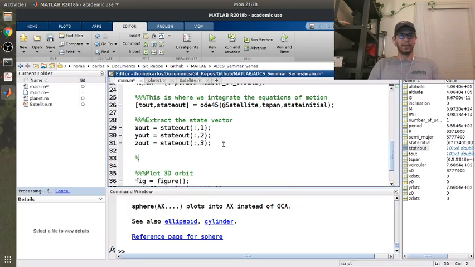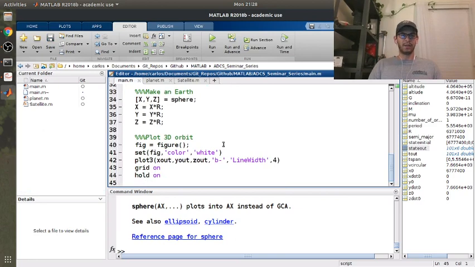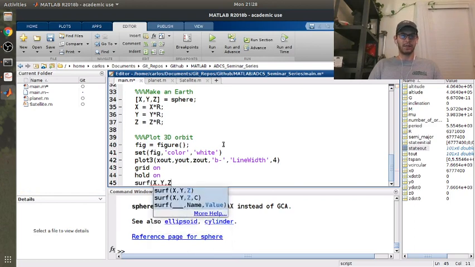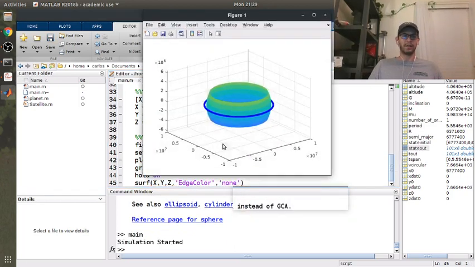So let's make an Earth. Let's do x, y, z is sphere, and just do the default. Then we need to scale it up, so x is x times r, the radius, and y is y times r, because this is going to make a unit sphere. Down here, since we did the hold on, let's do surf, not mesh, I like surf, x, y, z, and then edge color none. I think that's how it works. Let's try that, see what happens.